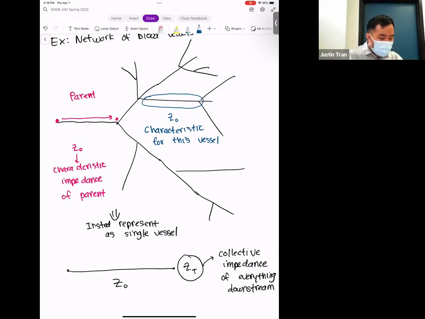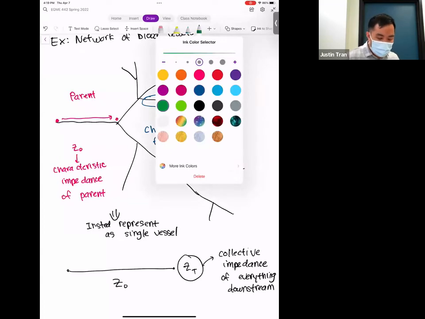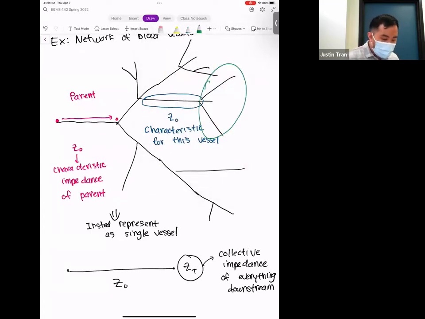And so just like we did with the parent vessel here, where we said that all of the collective vessels downstream will have a terminal impedance, we can also, by the same token, say that these two vessels will create a terminal impedance for this vessel right here, okay?